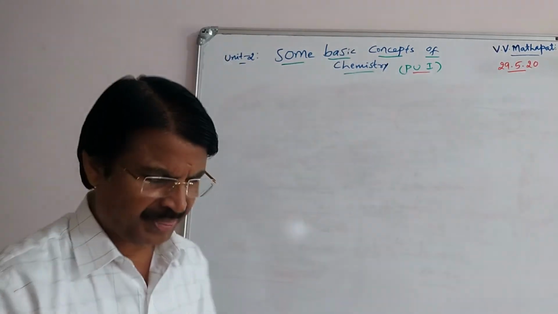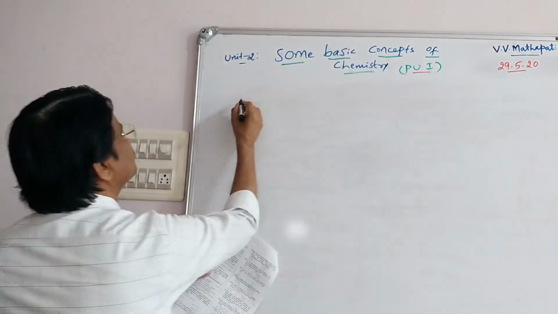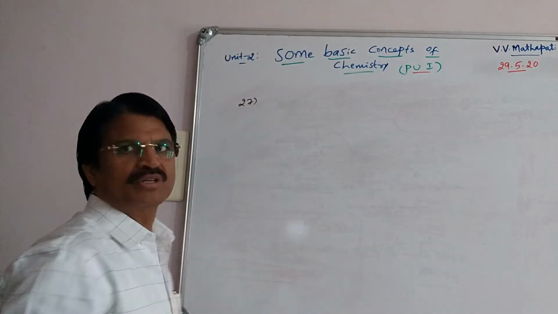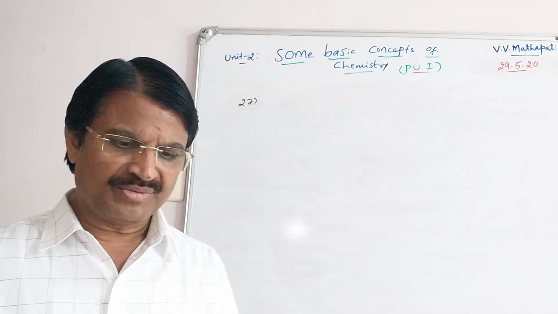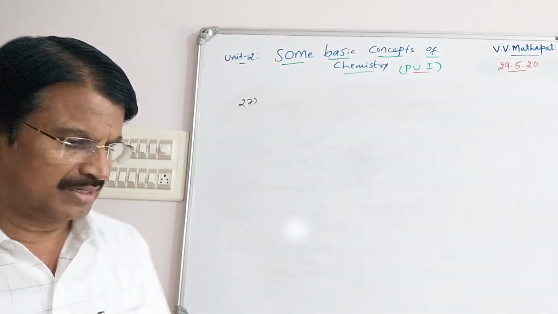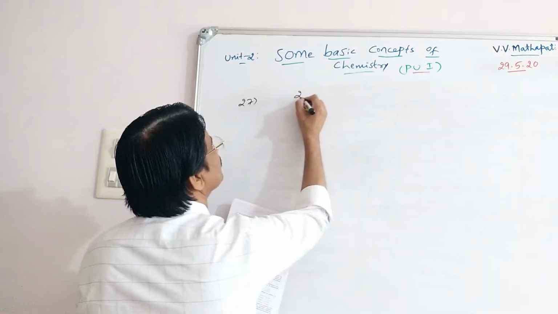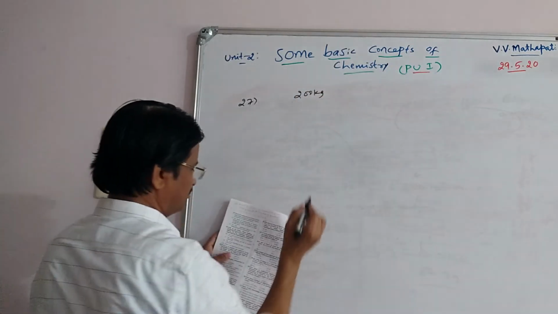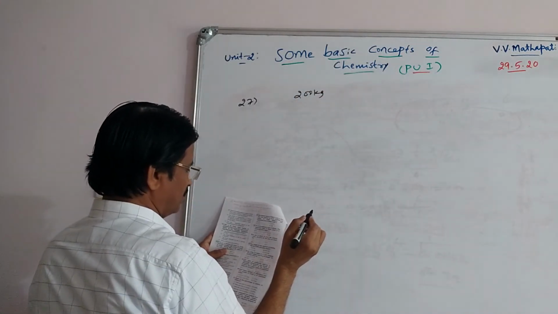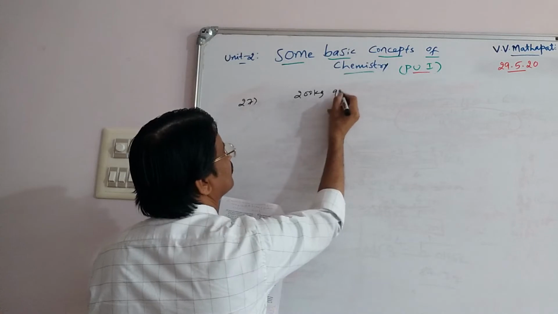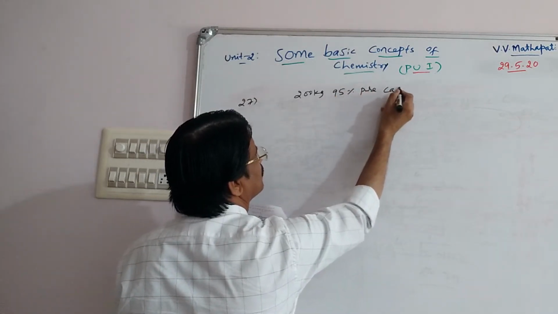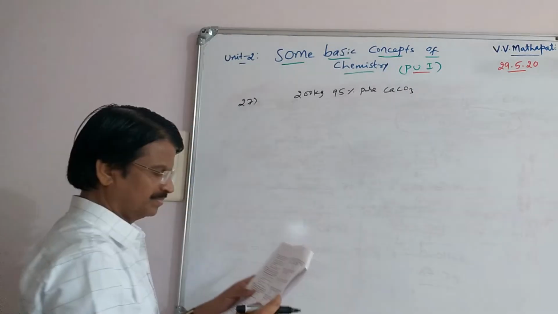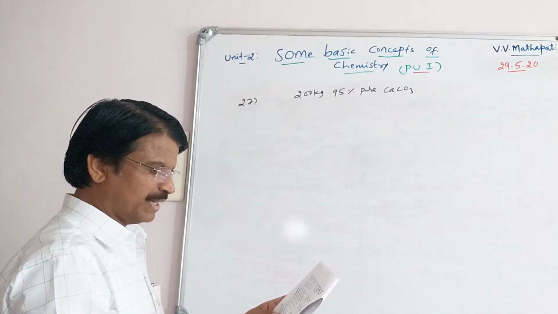Next question, question number 27. The weight of lime obtained by heating 200 kg of 95% pure limestone. They are asking the weight of lime obtained.